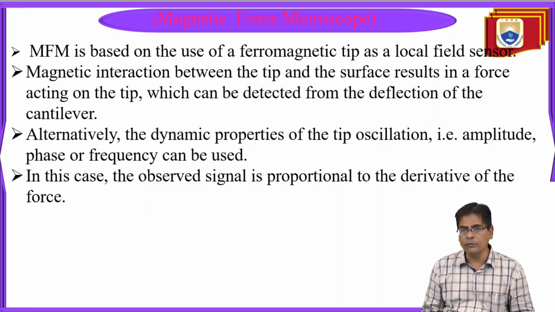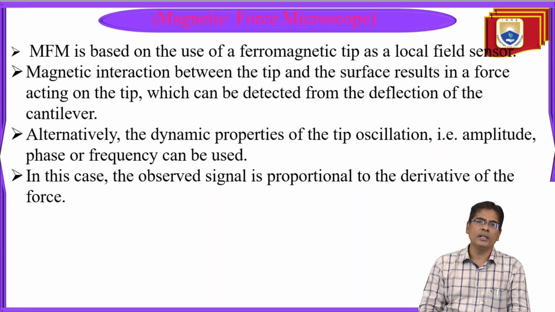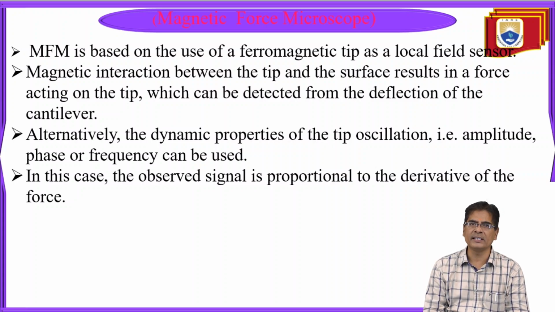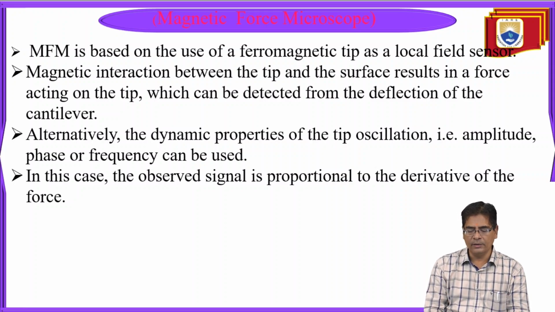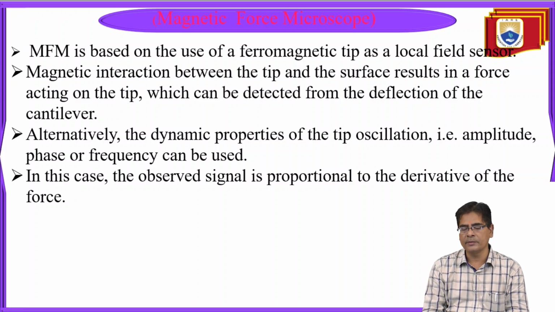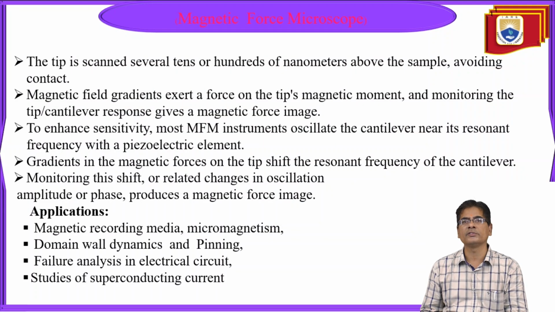In the case of magnetic force microscopy, it is based on the use of a ferromagnetic tip as a local field sensor. The magnetic interaction between the tip and the surface results in a force acting on the tip, which can be detected from the deflection of the cantilever. Alternatively, the dynamic properties of the tip oscillation, that is amplitude, phase or frequency, can be used. In this case, the observed signal is proportional to the derivative of the force.